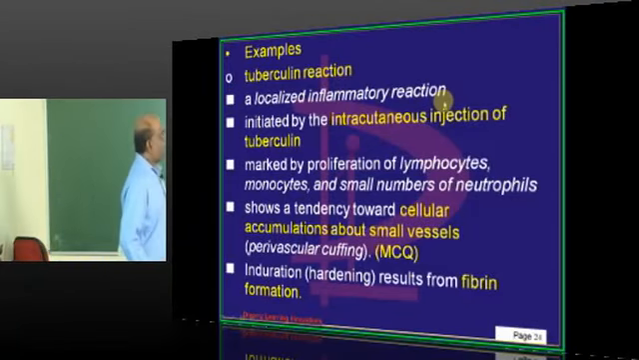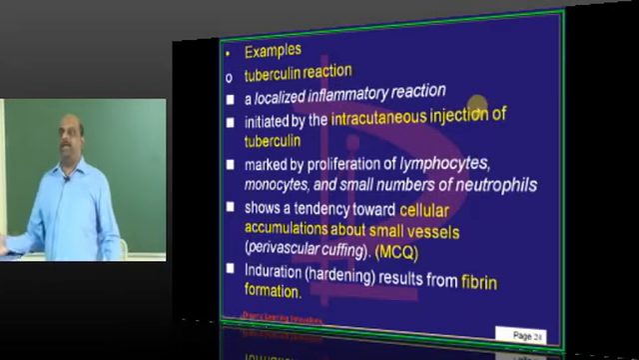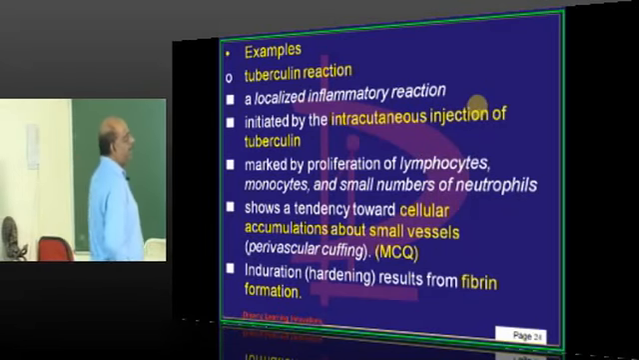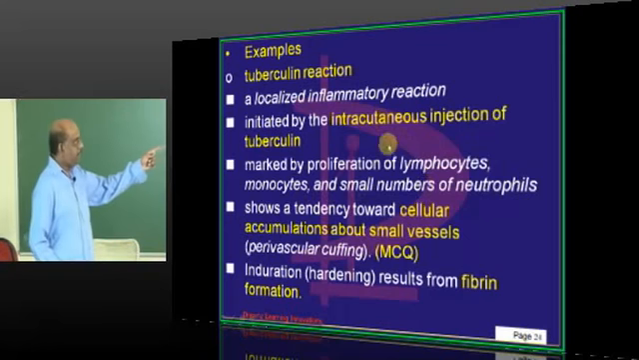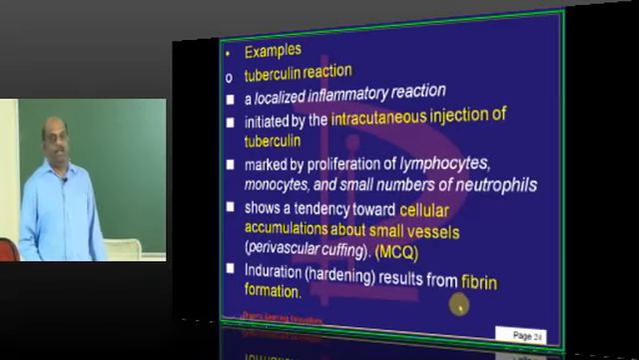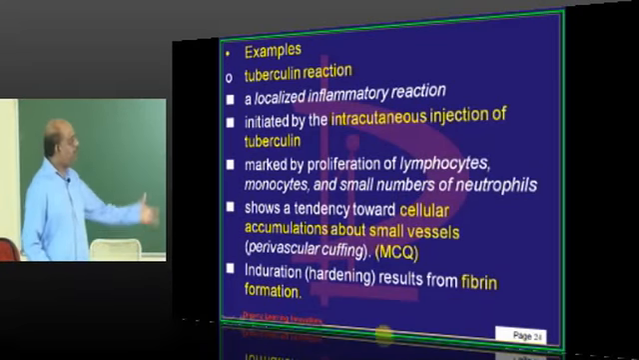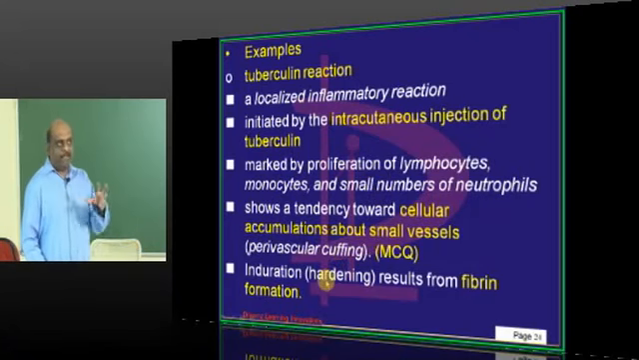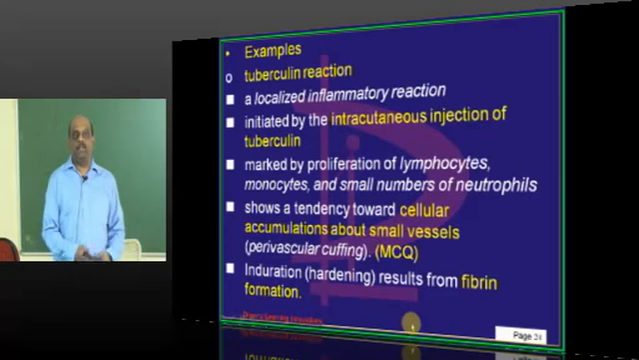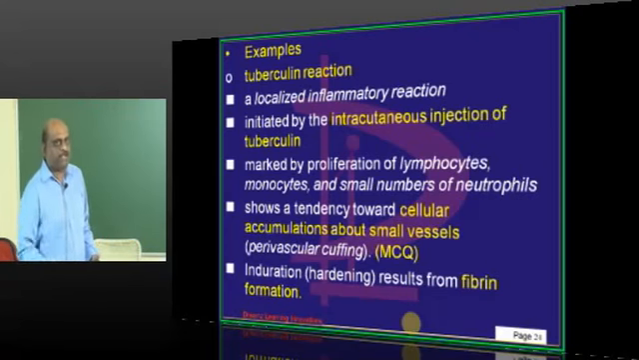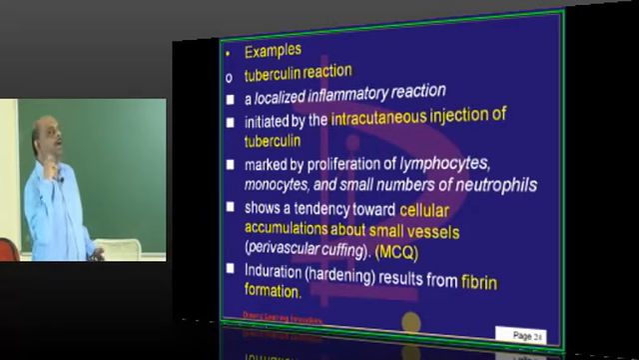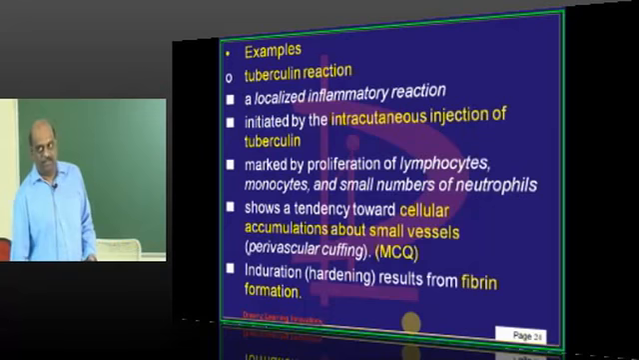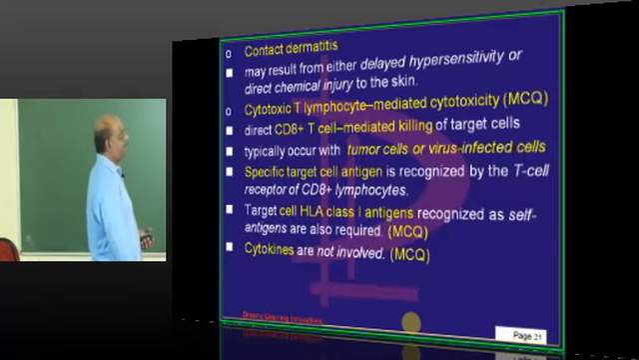So examples are, we have the tuberculin reaction where after intracutaneous injection of tuberculin, there is a marked amount of lymphocyte proliferation, perivascular cuffing and induration. What is it? The fibrin which gets deposited leads to that induration. In fact, the measurement of that induration is the way to grade the tuberculin reaction, not the erythema, as we thoroughly discussed the other day.